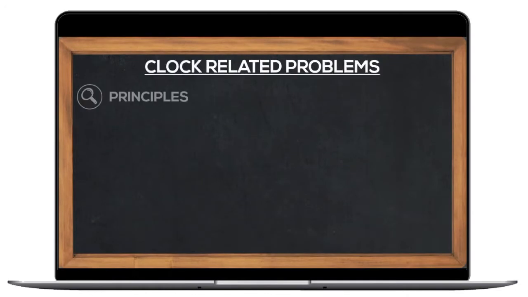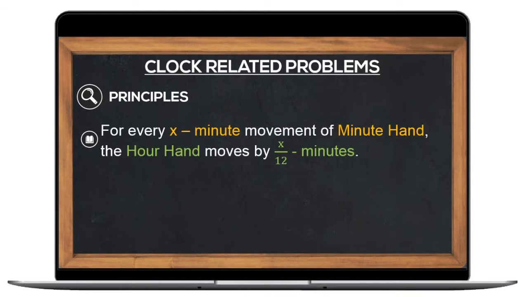So, important principles na dapat alam natin so that we can cope up in analyzing clock-related problems. So, first principle, for every x minute movement of the minute hand, the hour hand moves by x over 12 minutes.